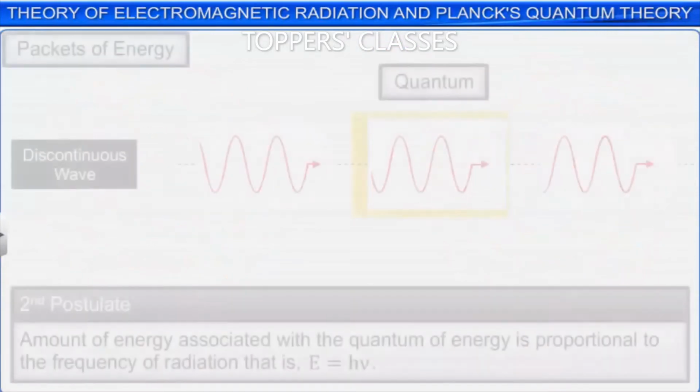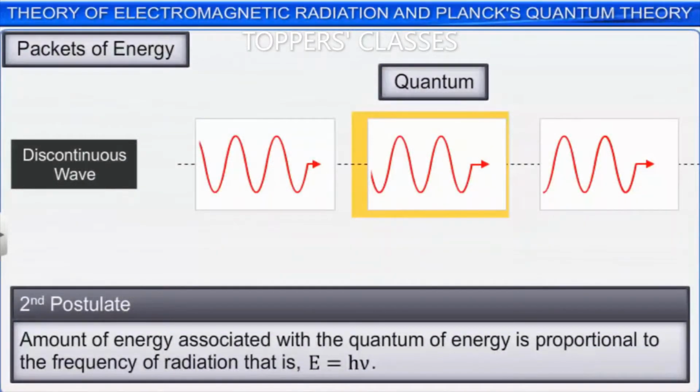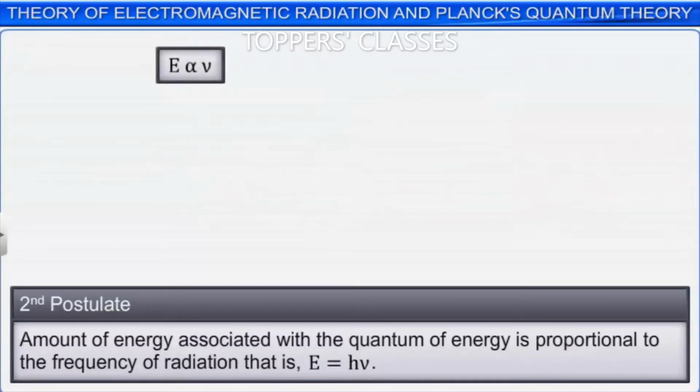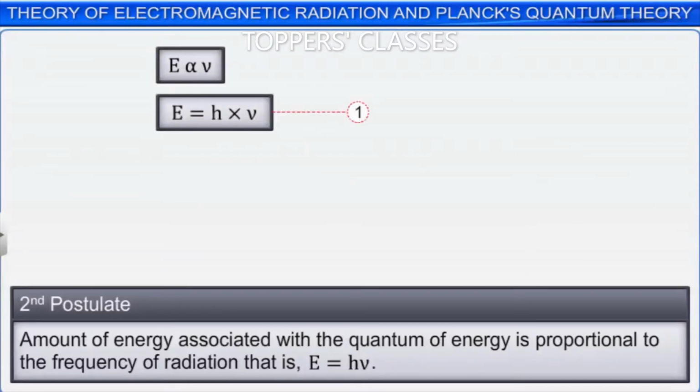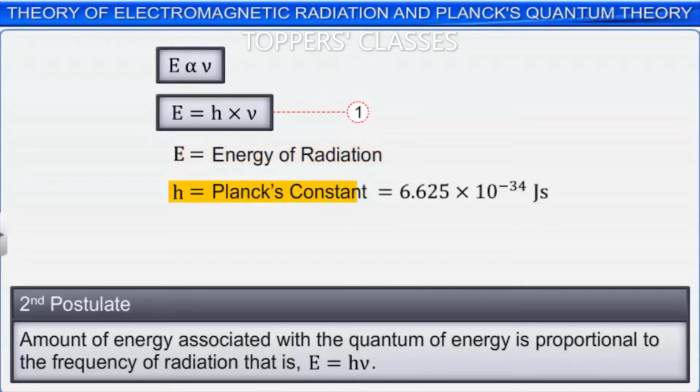According to the second postulate, the amount of energy associated with the quantum of energy is proportional to the frequency of radiation. E is proportional to nu, or E equals h multiplied by nu, where E is the energy of the radiation, h is the Planck's constant 6.625 into 10 to the power of minus 34 joule second, and nu is the frequency of radiation.